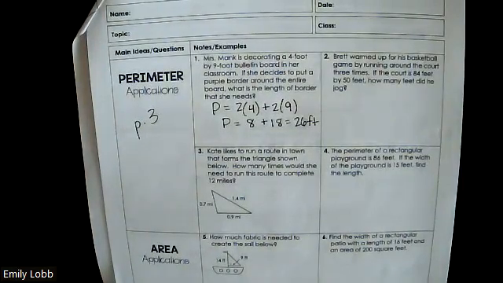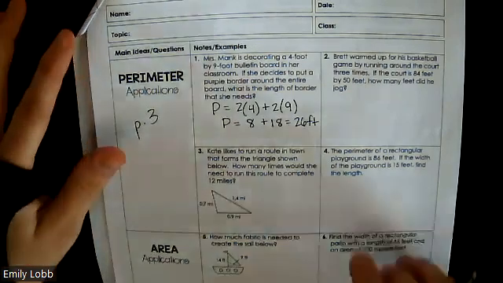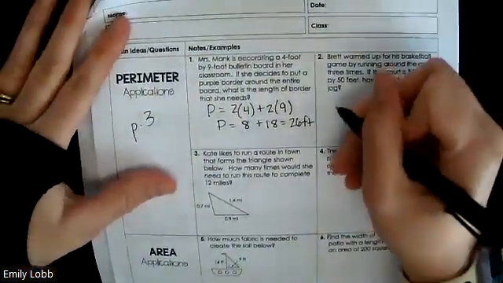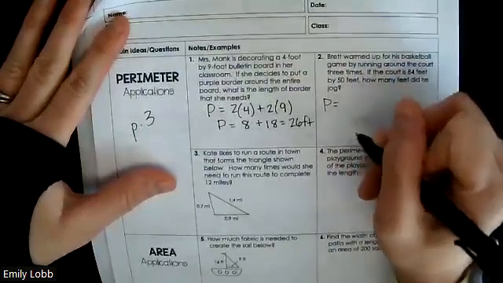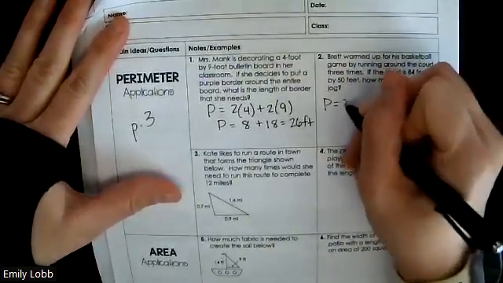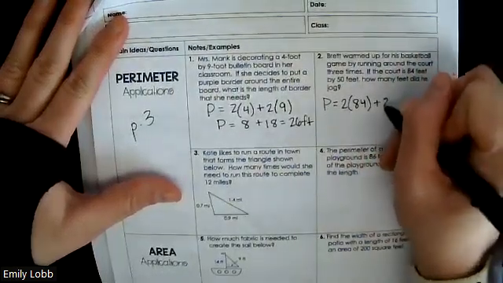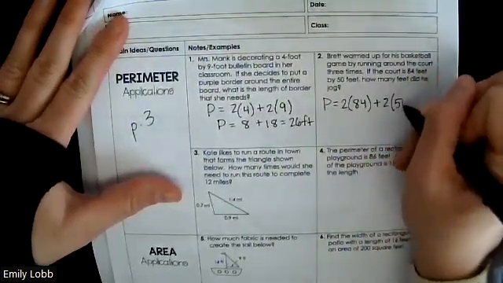Brett warmed up for his basketball game by running around the court 3 times. If the court is 84 feet by 50 feet, how many feet did he jog? What shape is a basketball court? Rectangular. Another rectangle, right? We know it's not square because its sides aren't the same. So this perimeter is going to look very similar, right? 2 of its sides are 84 feet, plus the other 2 sides, which are each 50 feet.